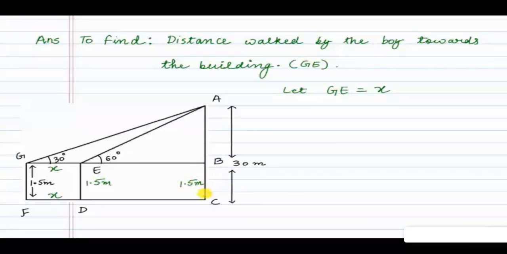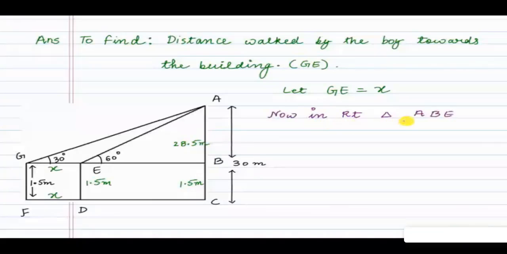Now if BC is 1.5 meters and we are given in the question that the complete length AC is 30 meters, from here we can calculate AB. This will be equal to 30 meters minus 1.5 meters, which will be equal to 28.5 meters.